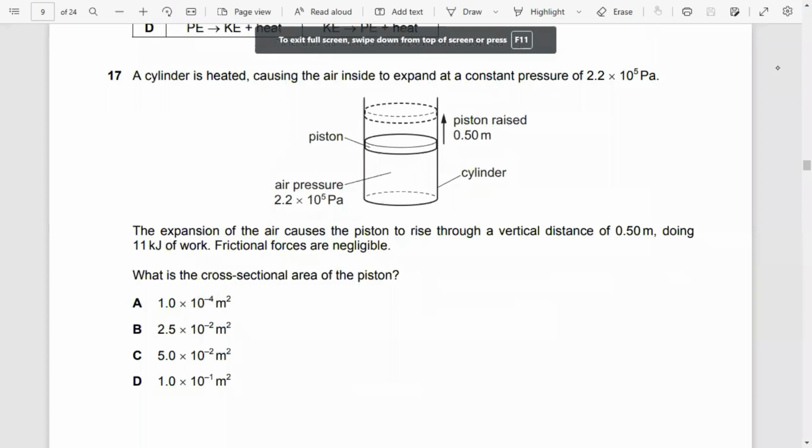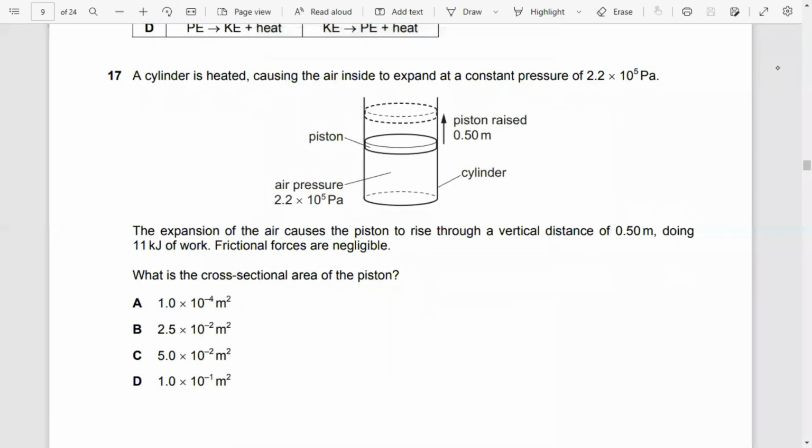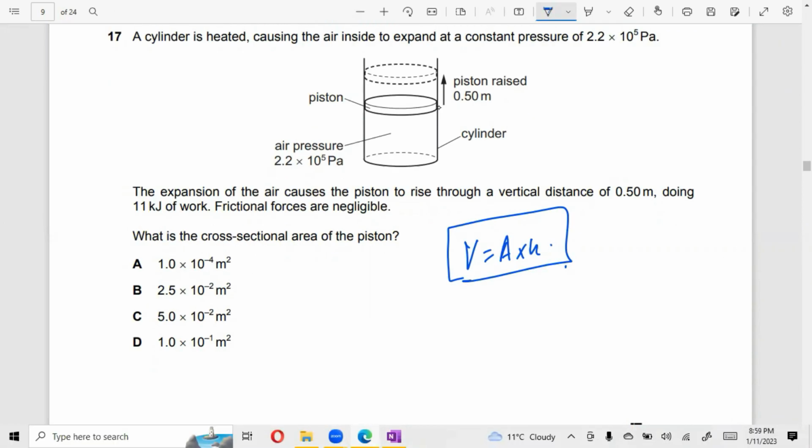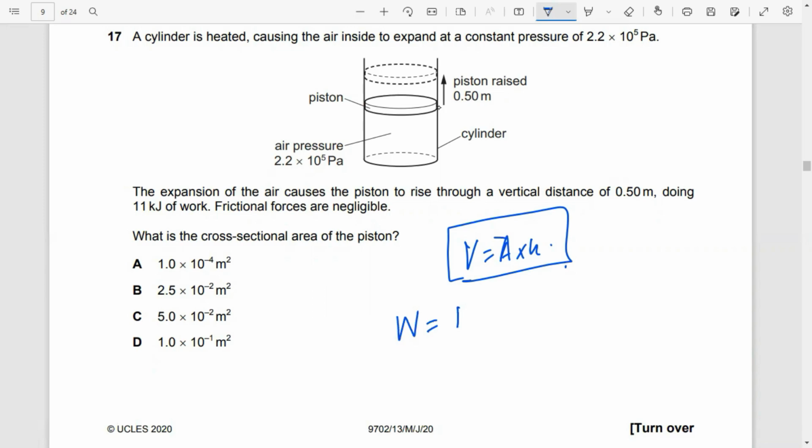Then there is another question, summer 20 paper 1-3. A cylinder is heated causing the air inside to expand at constant pressure. The expansion of air causes the piston to rise through a vertical distance of 0.5, doing 11 kilojoules of work. Frictional forces are negligible. What is the cross-sectional area of the piston? 11 kilojoules of work, so work done is equal to P into delta V. You can also write it as P into area into delta H.